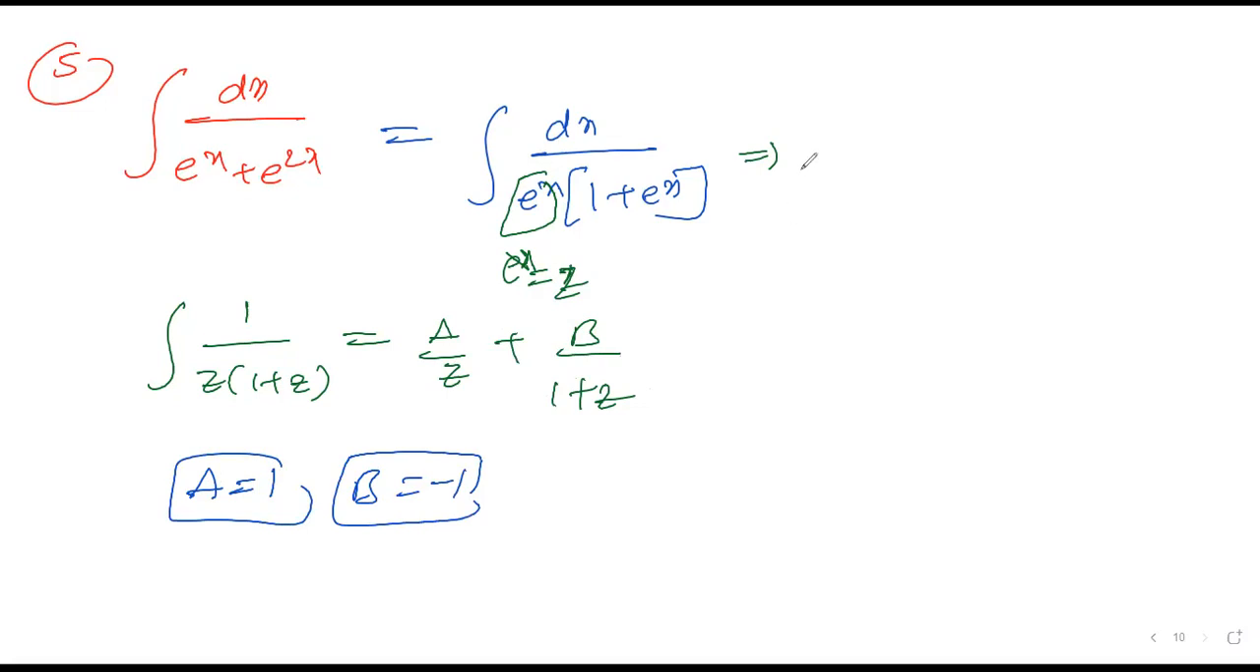That is what I can write. How can I split this partial fraction? 1 by z means 1 by e power x, minus 1 by 1 plus e power x. Clear? Any doubt? No, sir. I don't want to do it directly, because even if you take a by e power x, b by 1 plus e power x, then you get a doubt. So I substitute e power x as z. That is what I should take. Z value, it's comfortable to you.